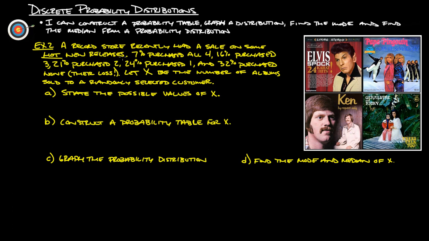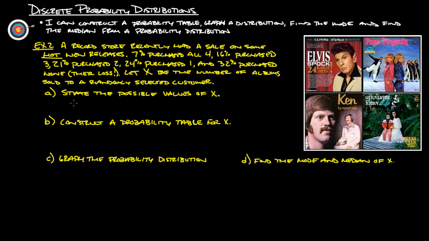Example 2. A record store recently had a sale on some hot new releases. 7% of the people that came in purchased all 4 of these hot releases, 16% purchased 3 of them, 21% purchased 2 of them, 24% purchased 1, and 32% purchased none of them, of course at their loss. Let X be the number of albums sold to a randomly selected customer. State all the possible values of X.